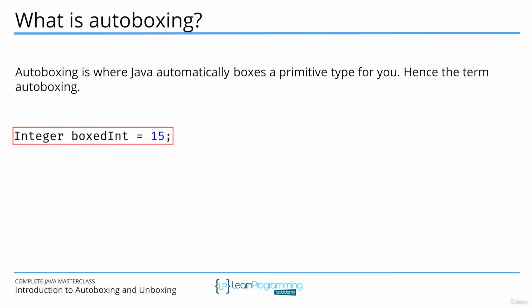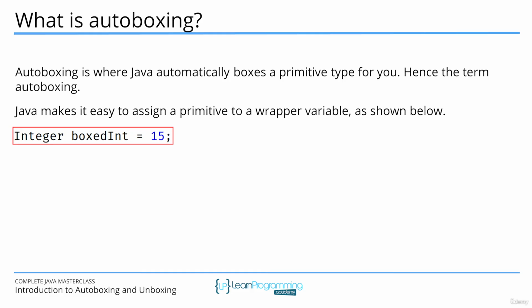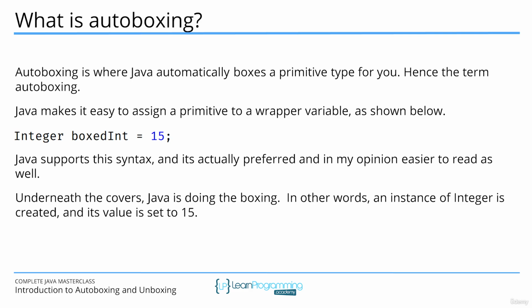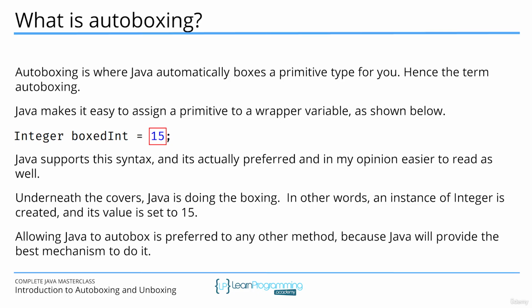Autoboxing is where Java automatically boxes a primitive type for you, hence the term autoboxing. Java makes it easy to assign a primitive to a wrapper variable as shown below. Java supports this syntax, and it's actually preferred and, in my opinion, easier to read as well. Underneath the covers, Java is doing the boxing. In other words, an instance of Integer is created, and its value is set to 15. Allowing Java to autobox is preferred to any other method, because Java will provide the best mechanism to do it.